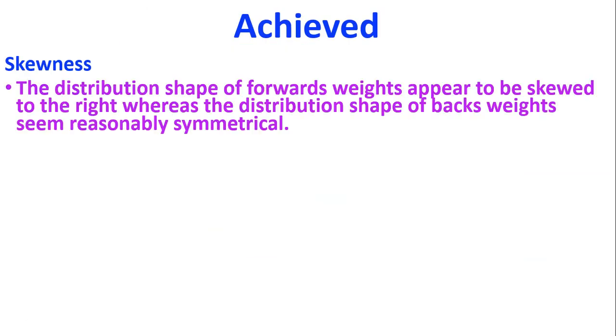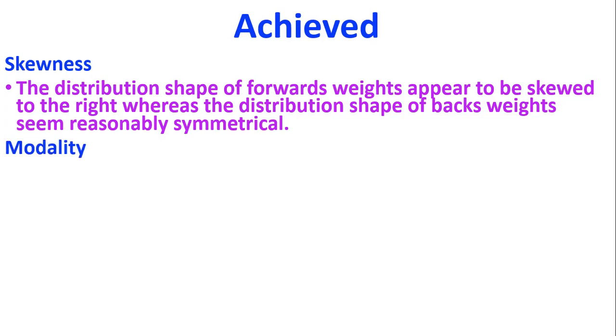So in terms of achieved, what do we need to write? Well, we're going to say for our skewness that the forwards weights, the distribution shape of those forwards weights, and notice I'm talking about the actual variable here, appears to be skewed to the right, whereas the distribution shape of the back weights seems to be reasonably symmetrical. So I'm comparing the two shapes in terms of the skewness.